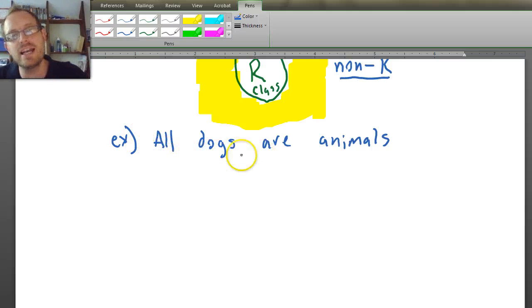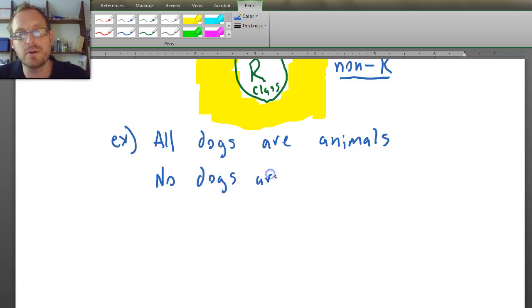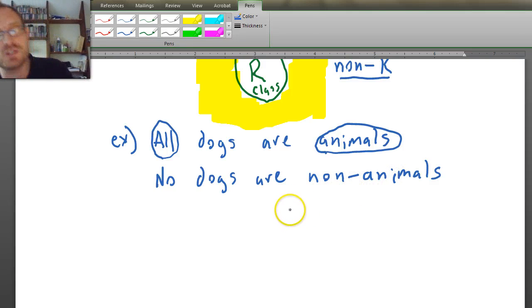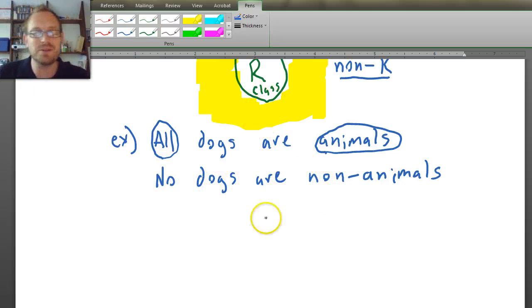So if you're changing the quality of an A statement, all dogs are animals, you're going to change it to no dogs are. You have to change this because this is where the quality is contained. But you also have to change animals here because this is the predicate term. So you'd say no dogs are non-animals. Now that's sort of an odd way of talking because we don't usually talk about non-animals. But strictly speaking, this is true, because no dogs are non-animals. Well, that makes sense when you think about it like that.